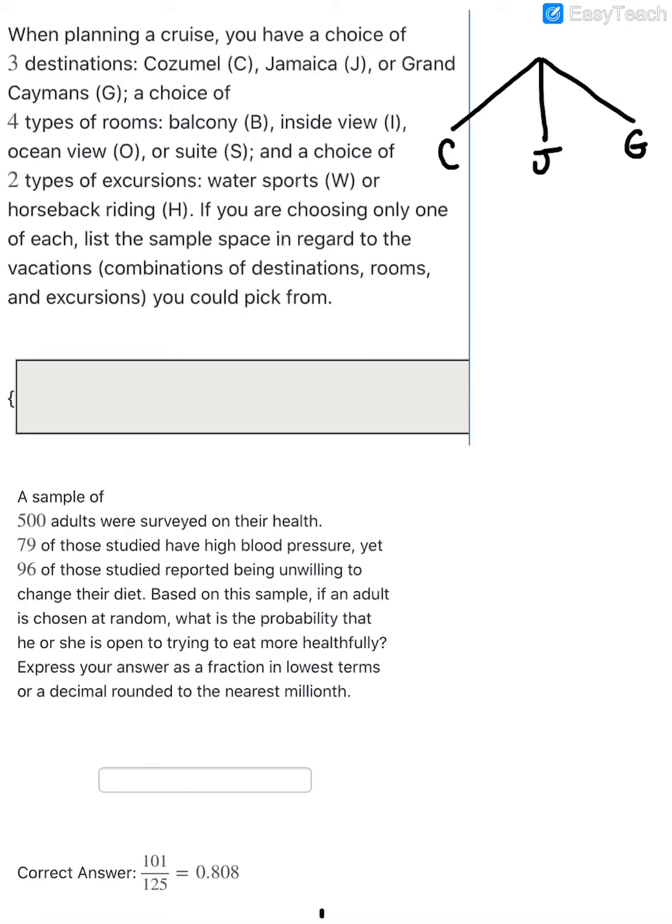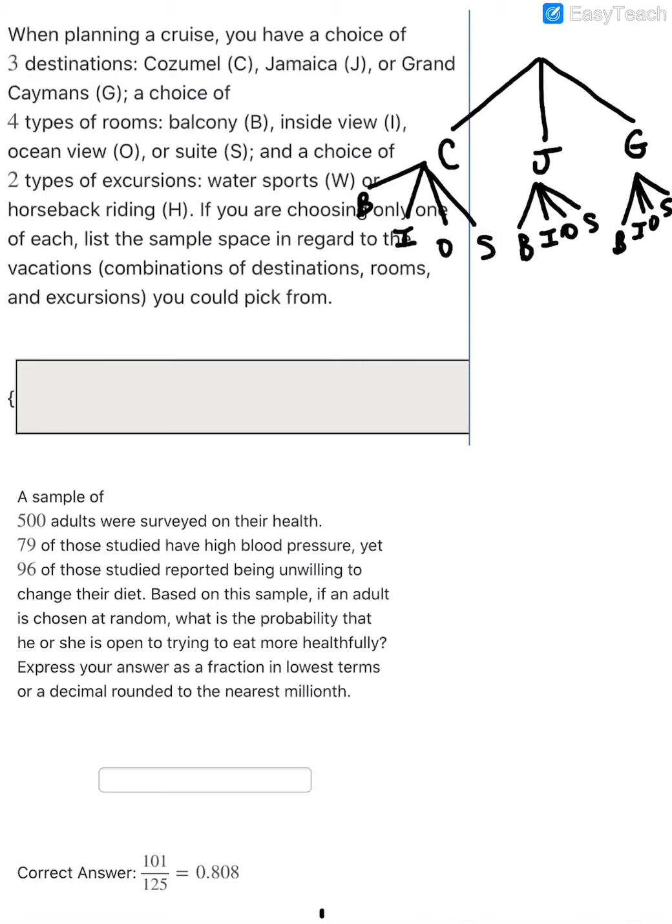Now, once I've chosen my destination, it says there are 4 types of rooms. So you either have a balcony, you have an inside view, you have an ocean view, or you have a suite. And so that would be for all of the destinations. They all have a choice of a balcony, an inside view, an ocean view, or a suite. So you'll notice each of those get 3 or 4 different choices off of the 3 that we started.